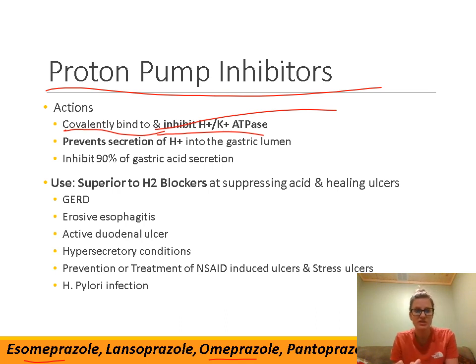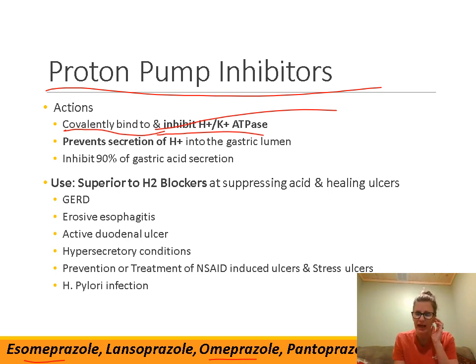Proton pump inhibitors are superior to the histamine 2 receptor blockers at suppressing acid and at healing ulcers. We use them for GERD, for erosive esophagitis, for active ulcers. We use them for hypersecretory conditions, for example, like Zollinger-Ellison syndrome. We also use them for the prevention or treatment of NSAID-induced ulcers as well as stress ulcers. Finally, we just saw a few slides ago that we use them to treat H. pylori infection along with antibiotics and bismuth subsalicylate.